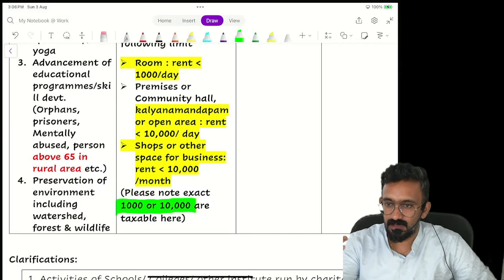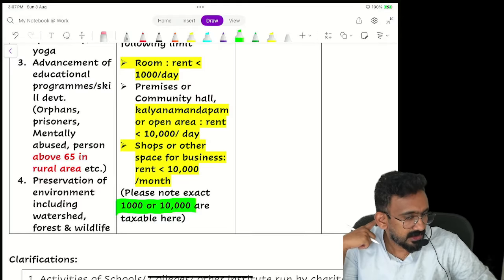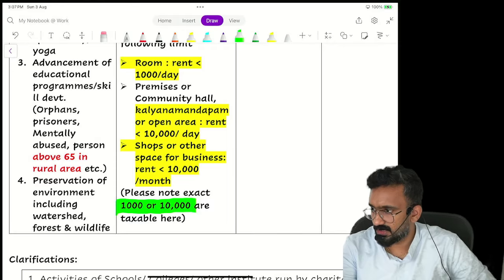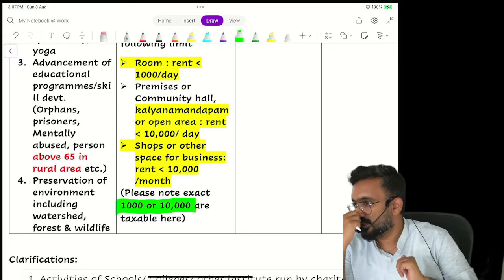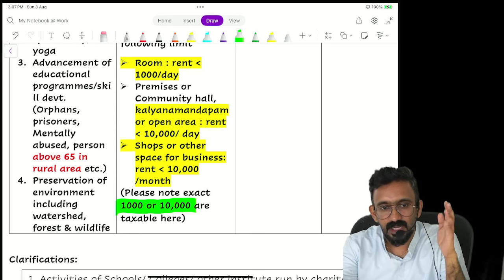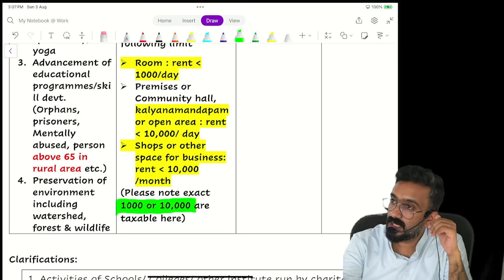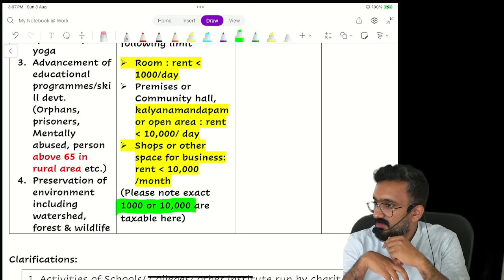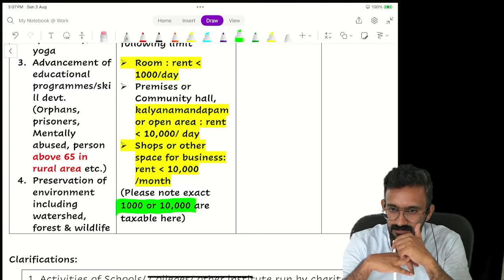Now let me put an example for you from one of the churches I consulted with. In Kochi, there was a church right next to the main road. They had rooms given on rent, and the rent per room per day was 800 rupees. Would it be taxable or exempt? It will be exempt, right?